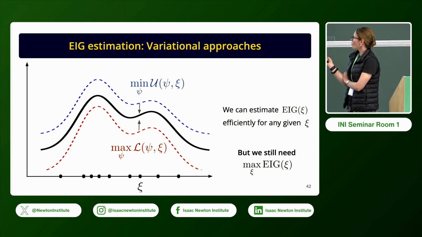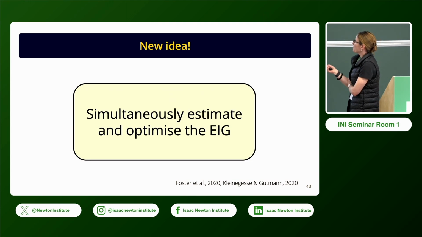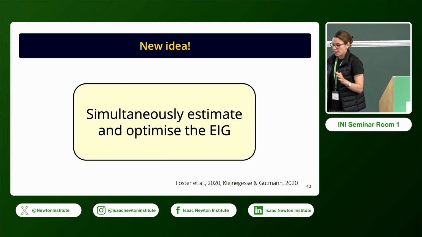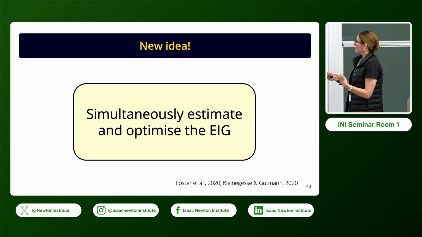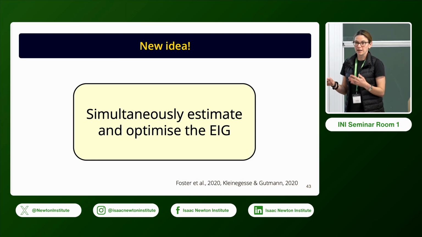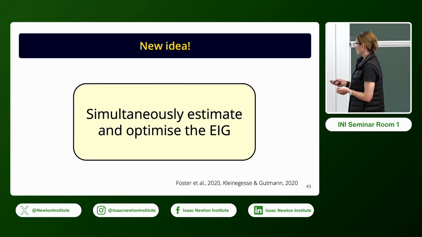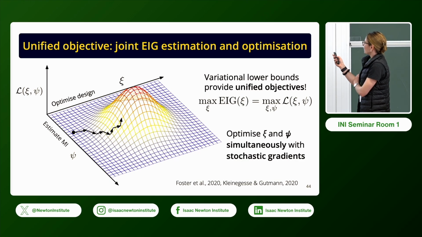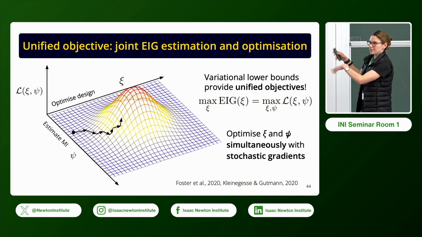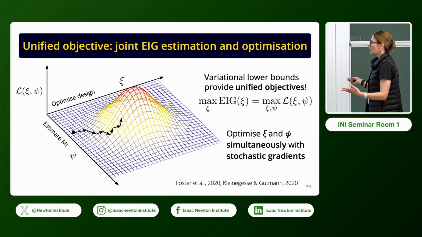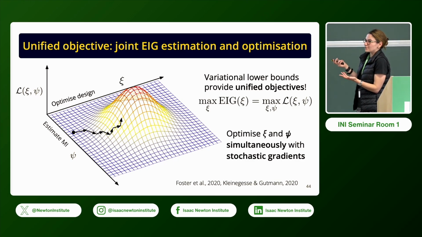But remember that we still want to maximize the expected information gain, right? So how are we going to do that? The key idea here is to simultaneously estimate and optimize the expected information gain with stochastic gradients, right? This was an idea that was published in 2020, both for likelihood-based and likelihood-free models. Nowadays it's very simple, right? Nowadays, we do stochastic gradient schemes for virtually everything, and the key here is exactly the same.